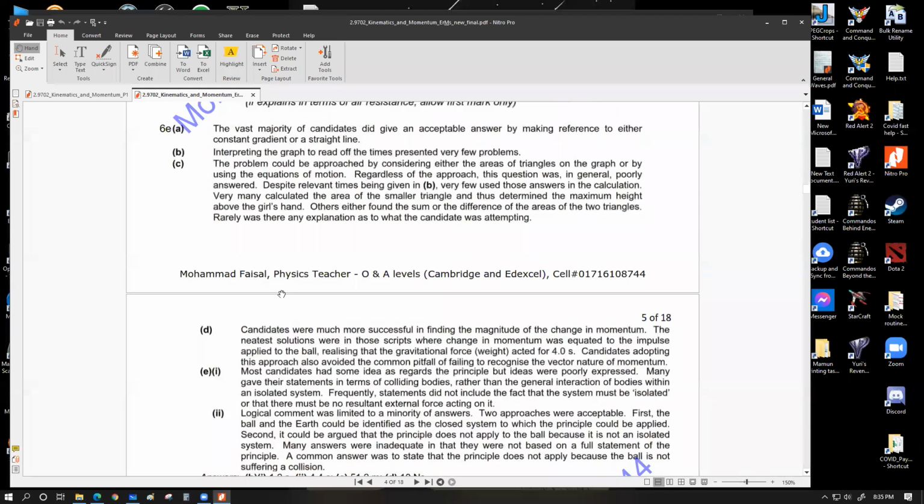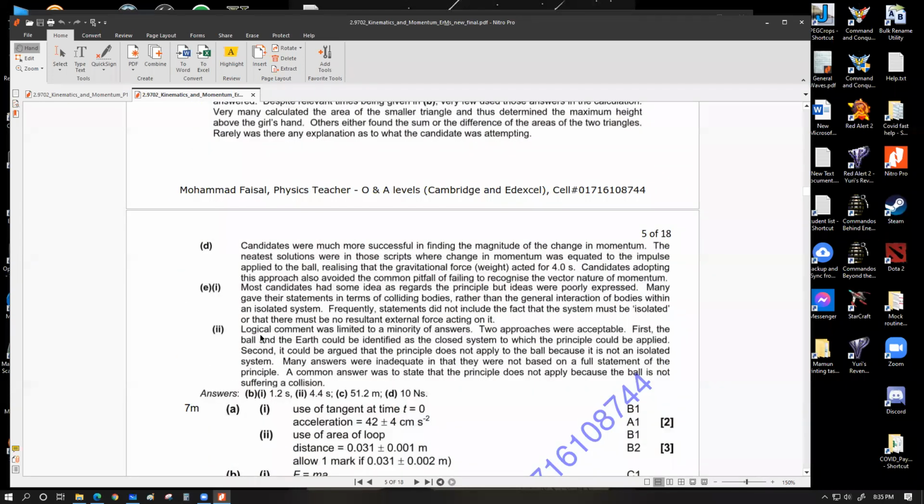The mark scheme tells us logical comment was limited to a minority of answers. Two approaches were acceptable. First, the ball and the Earth could be identified as a closed system to which the principle could be applied. Second, it could be argued that the principle does not apply to the ball because it is not an isolated system.